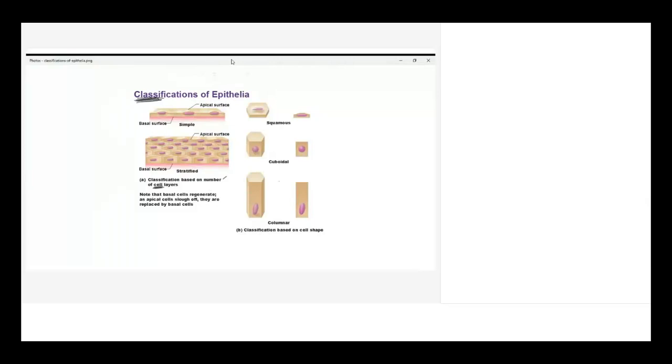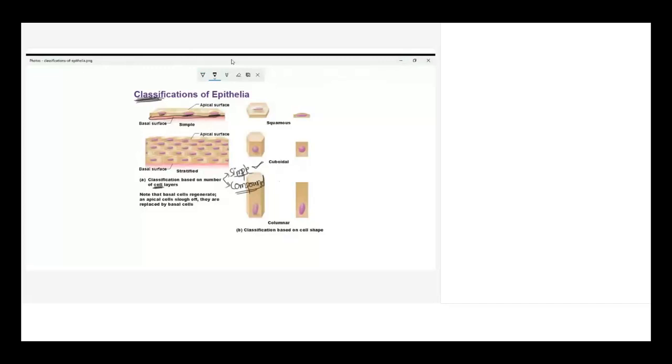If you have only a single layer of cells like this, these are the probable epithelial cells. If they are arranged in a single layer like this on any surface in a tissue or in an organ, then that is called the simple epithelium. And if the epithelial cells are arranged in different layers like this, then that is called the compound epithelium.